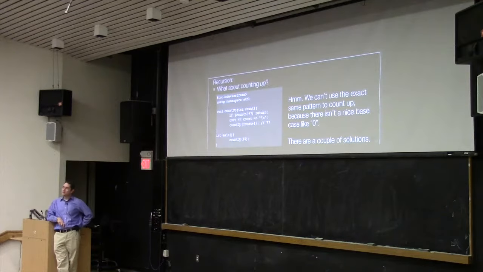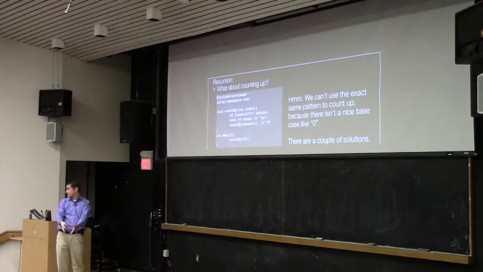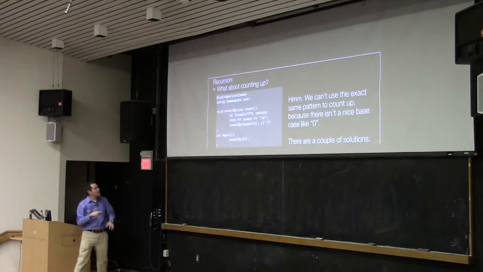This is where recursion gets a little tricky. Counting up is not quite so straightforward. Because what's the base case when we're counting up? If I'm counting up to 100, what's the base case? 100. If I'm counting up to 200, what's the base case? 200. So isn't it true that this base case totally depends on what our top number is? Unlike counting down to 0, where you always stop at 0. So it gets a little bit tricky in here.